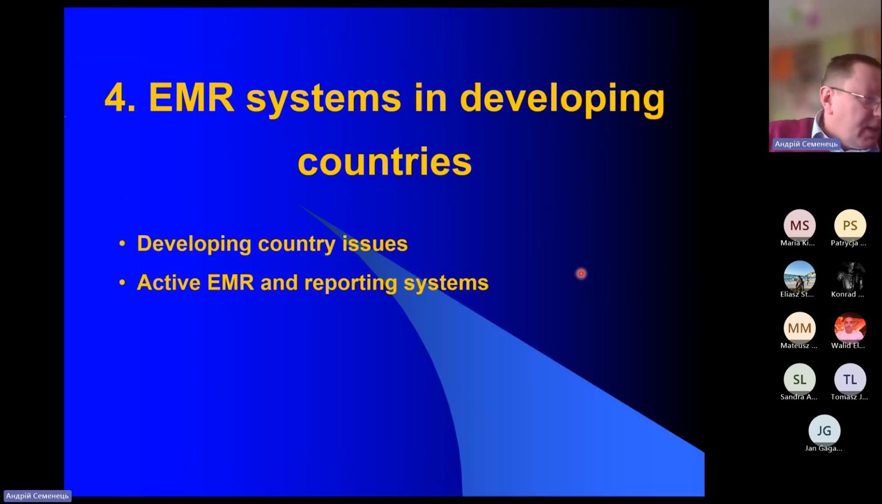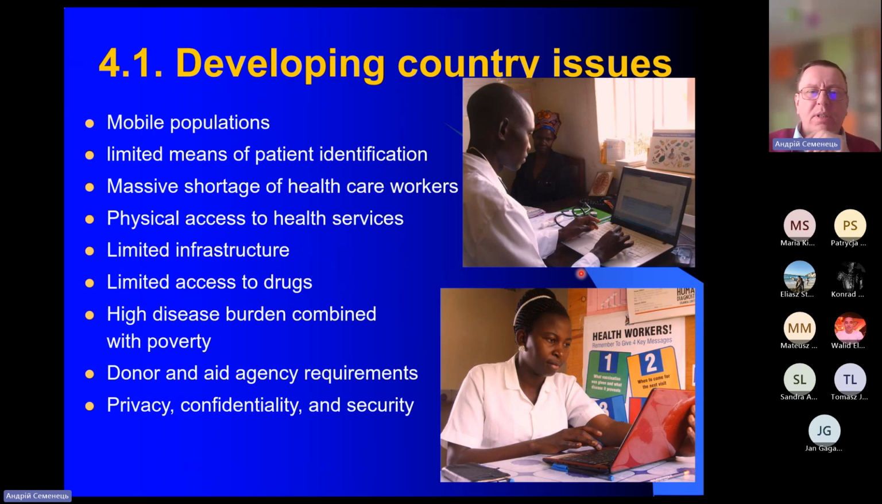Okay, a few words to complete this part of the lecture, just a few words about implementation of EMR in developing countries. The main issues and popular EMR in that area. Of course, we have high mobility in the population, when people move between different places looking for better living conditions, jobs, or being forced by different accidents and so on.